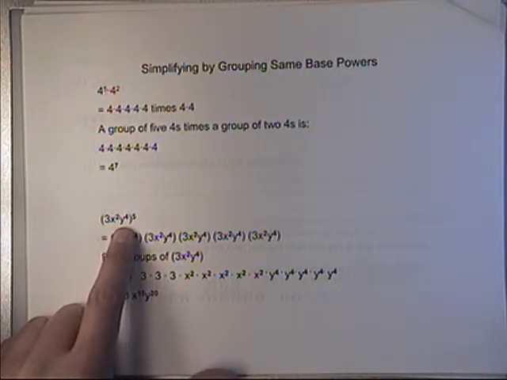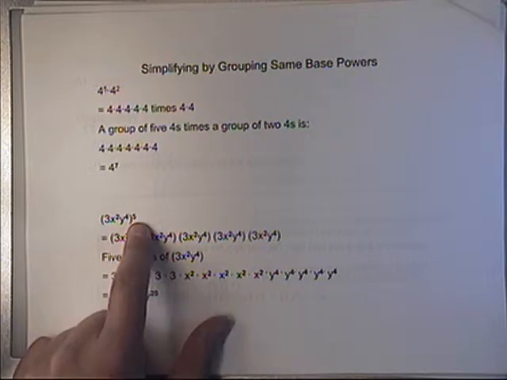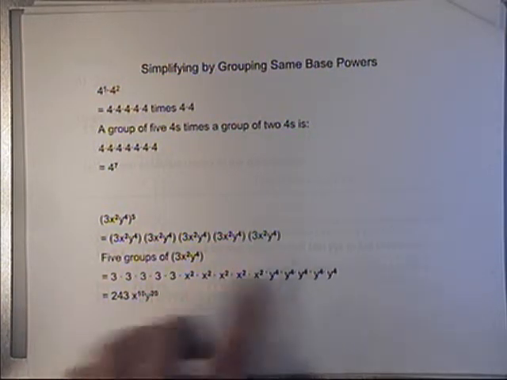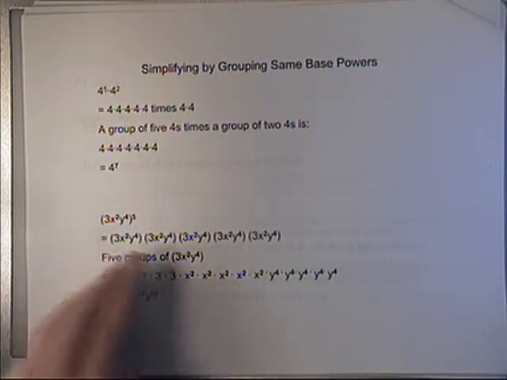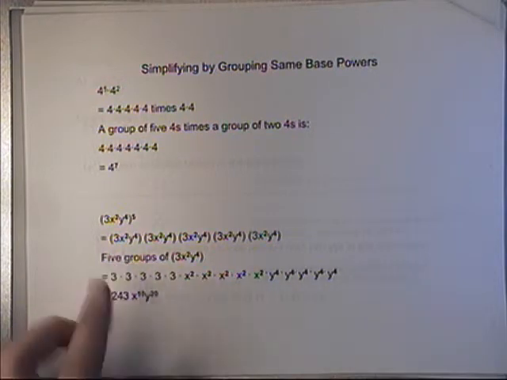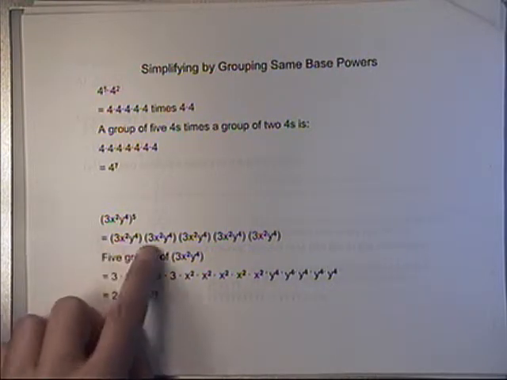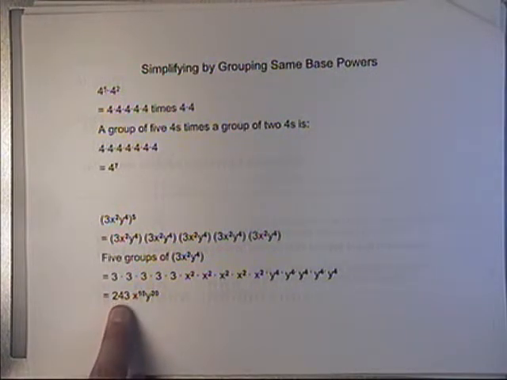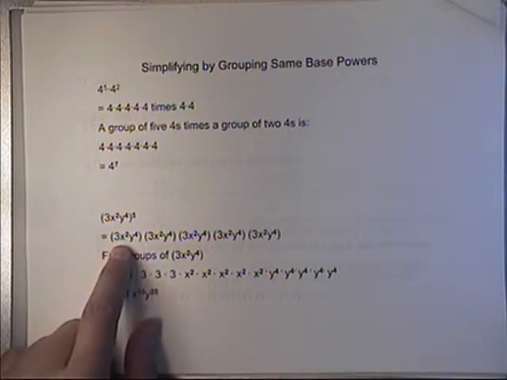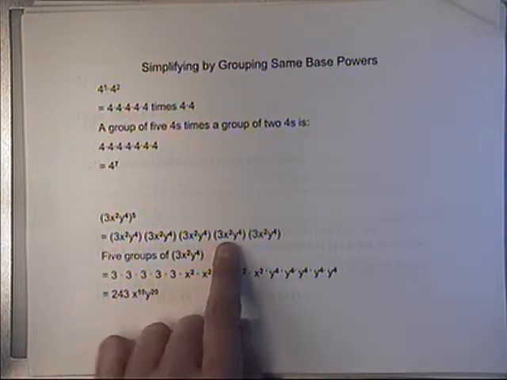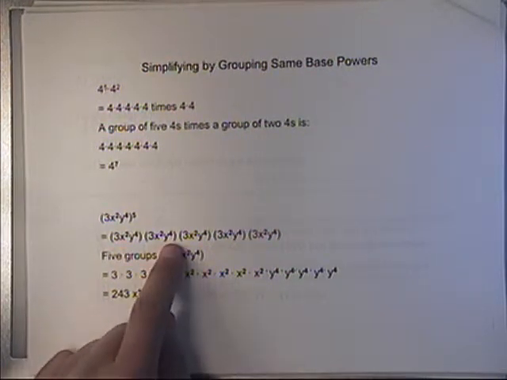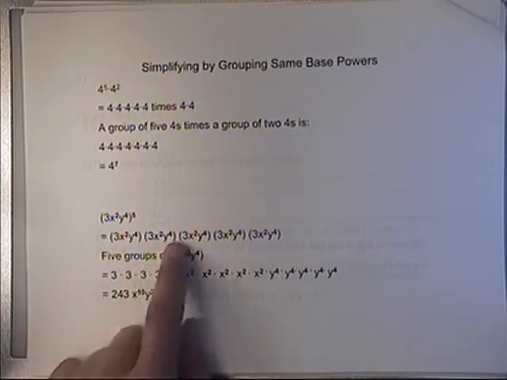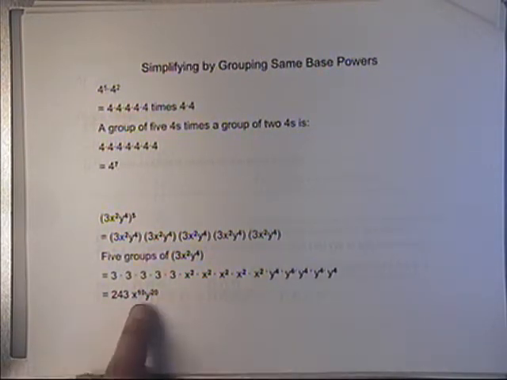If you have 3x squared y to the 4th all raised to the 5th power, basically that means you have 1, 2, 3, 4, 5 groups all multiplied together of 3x squared y to the 4th. And then once you have this all written out in groups, you can take it in pieces. You can take the 3's together. 3 times 3 times 3 times 3 times 3 is 243. You have a group of 2 x's, a group of 2 x's, a group of 2 x's, a group of 2 x's, and a group of 2 x's. How many x's total? Should be 10. So x to the 10th, and so on with the y's. You have 5 groups of 4 y's, which is 20.